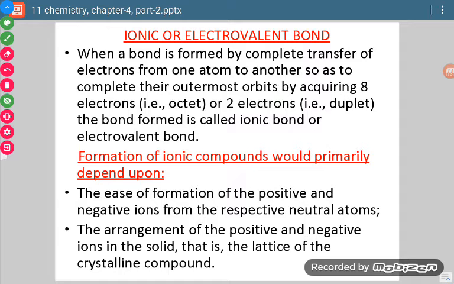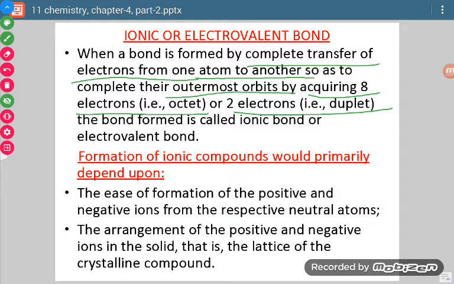Now see, when a bond is formed by complete transfer of electrons, in this type of bond there is complete transfer of electrons from one atom to another. By doing so, their outermost orbits acquire either 8 electrons or 2 electrons. Two electrons in case of small atoms, so we say their duplet is complete, and in case of 8 electrons we say their octet is complete.